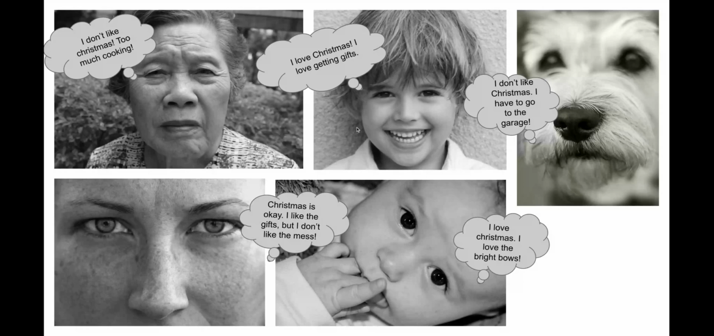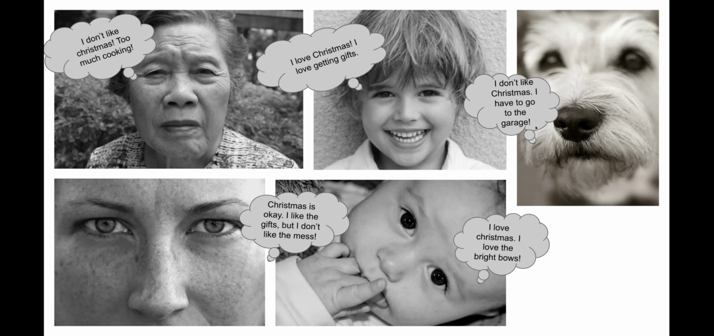Let's look at this little boy. Now on the external traits, I can see he's smiling, which tells me something about his internal trait. I think he's happy. What do you think? He says his thoughts are his words: "I love Christmas. I love getting gifts." So this boy's point of view or perspective is he loves Christmas. He loves getting the gifts.